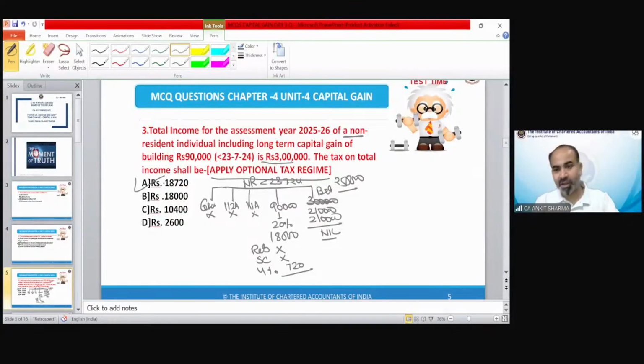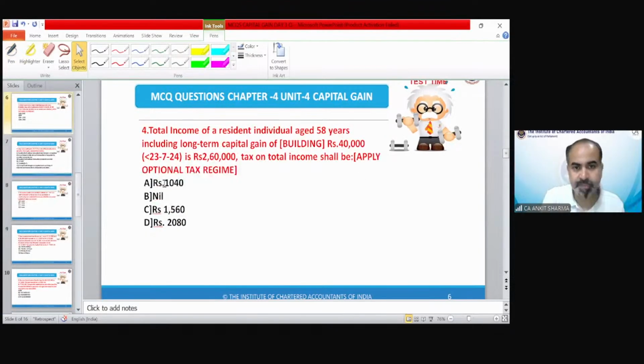18,720. Harshada, don't give your answer in a hurry, and Soumya also, because you have to calculate tax by applying cess also. Even in the examination, if you see the figure 18,000 and you tick it, that would be a wrong answer. So take your time and solve the question properly. Next is question number 4.